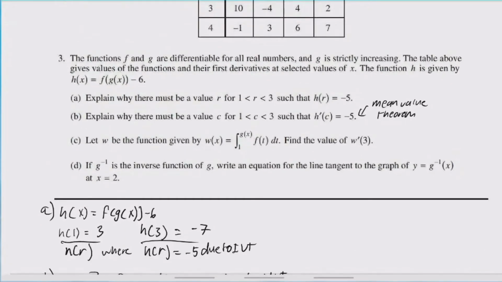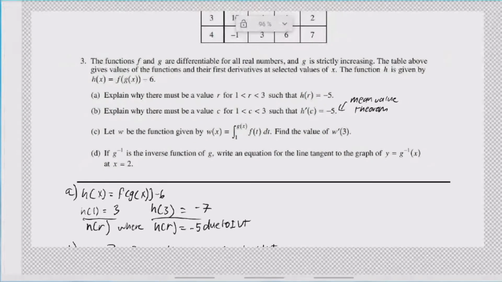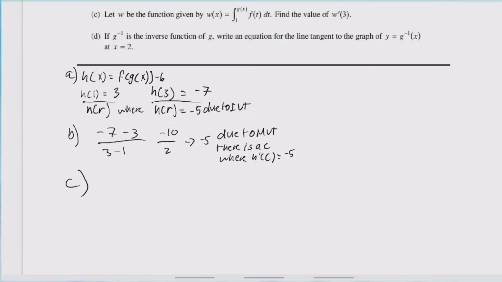Okay, next we have our let w be a function, find the value of w prime of 3. Okay, so basically what we have here is w of x equals the integral from 1 to g of x of f of t dt. Find w prime of 3.